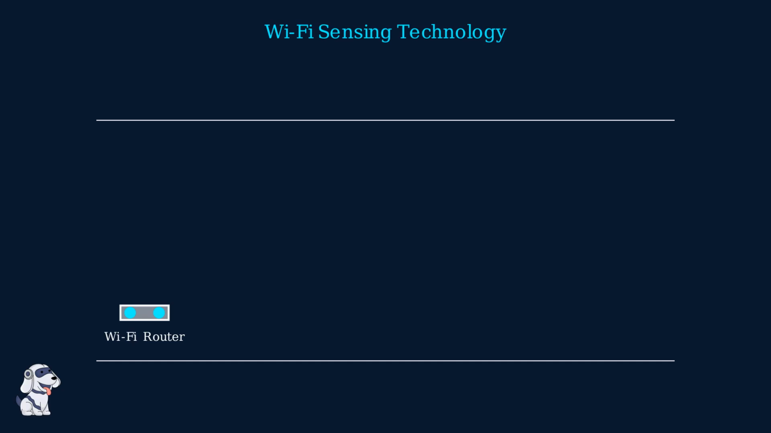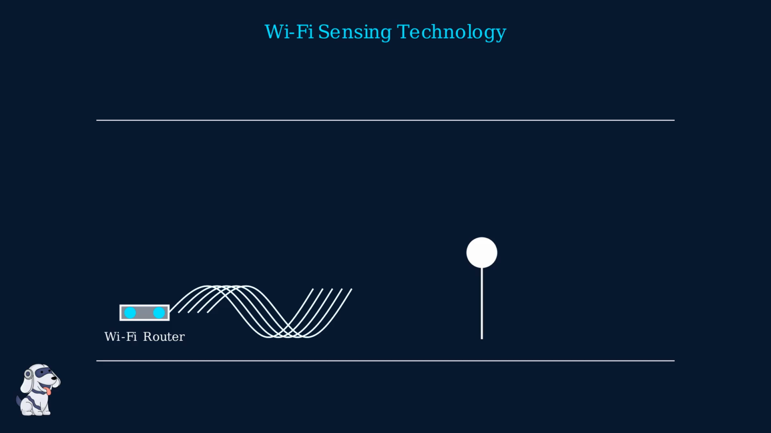Wi-Fi signals are now being used for much more than just data transmission. By analyzing the way radio signals bounce off objects in a room, modern routers can sense motion, posture, and even subtle movements like breathing. This technique relies on channel state information. When a person moves, they disturb the Wi-Fi field, causing predictable phase shifts and signal reflections.